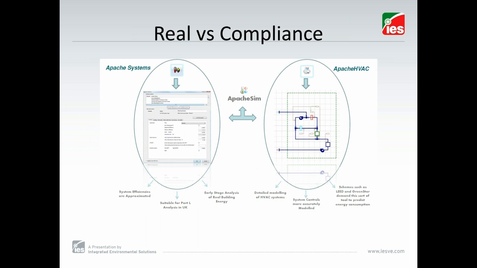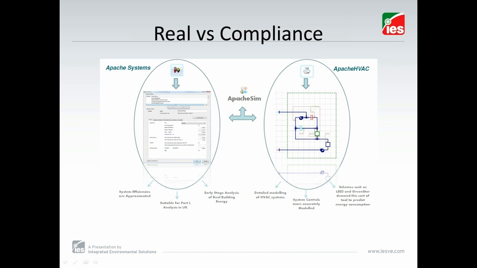So we've got Apache Systems versus ApacheHVAC. Now, I have just said that how the building is actually used, occupancy profiles, occupancy hours, those sort of things have an influence. The biggest factor, I think, which is different on day one is the way that the systems are modelled for compliance, which is using Apache Systems, versus how they are set up in reality. And we would use ApacheHVAC to more accurately recreate that.